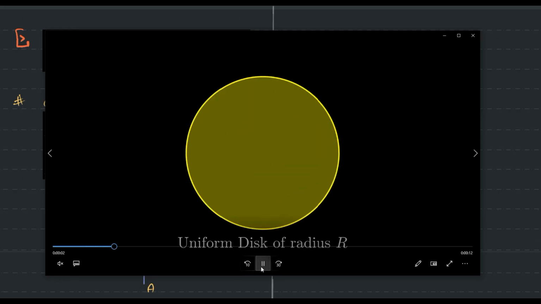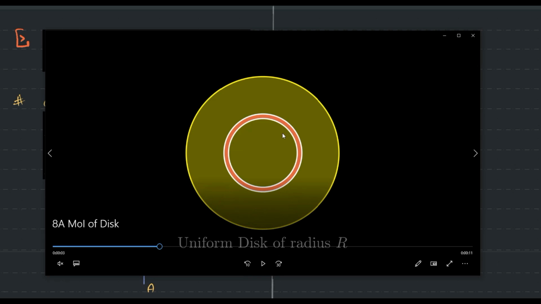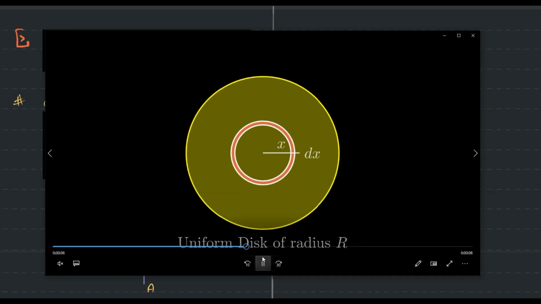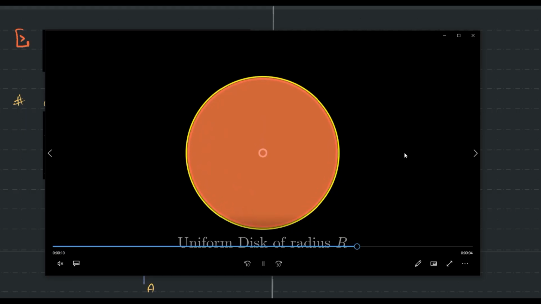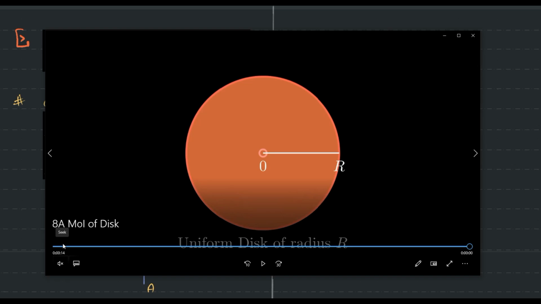So we have the disk. I will consider small concentric rings, and their radius is x and the width is dx. So if I consider this, then I need to integrate from the smallest possible value, that is a dot, and you keep expanding to a value of r, 0 to r.